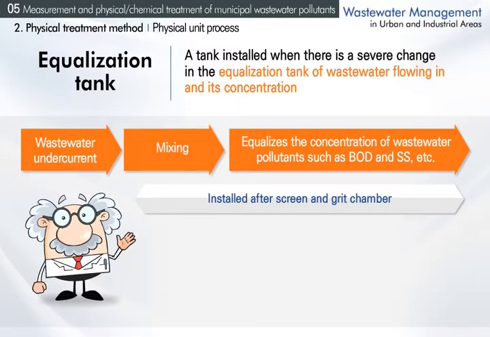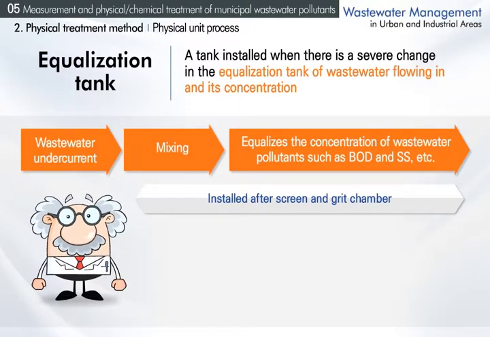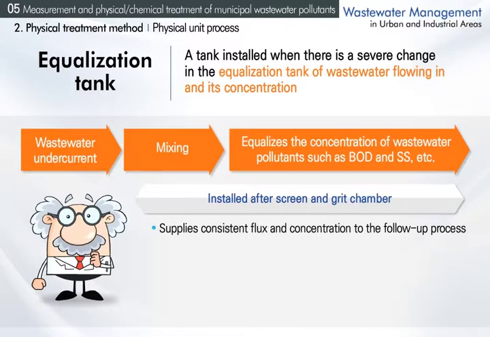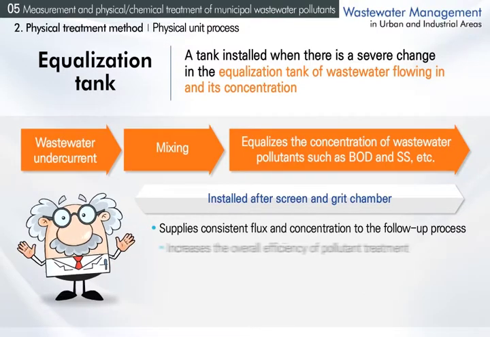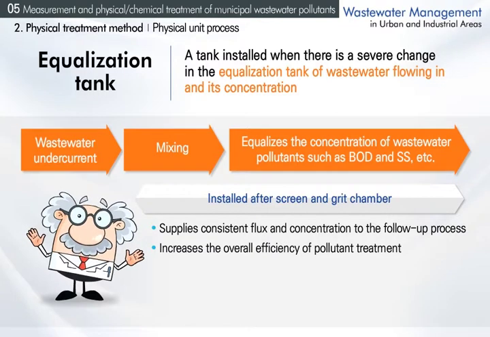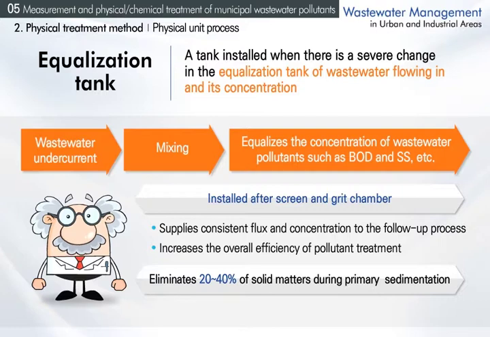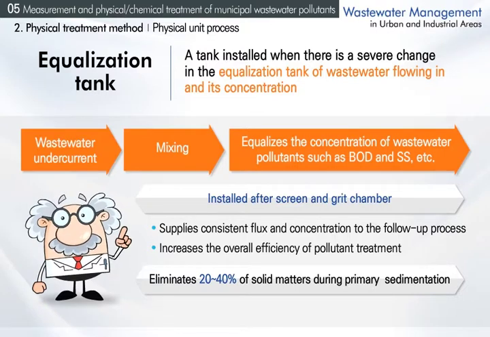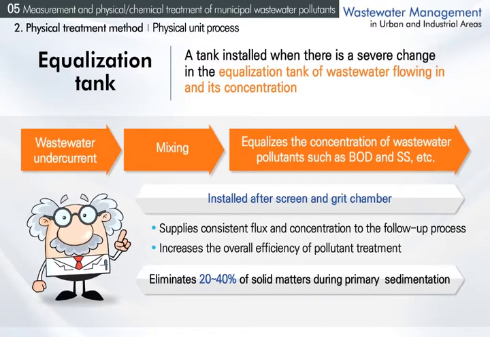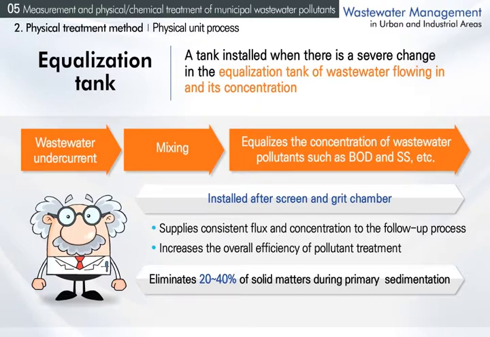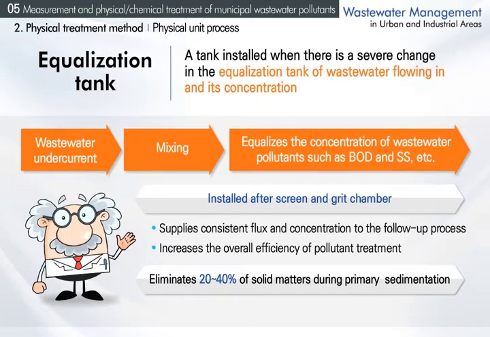Equalization tank is generally installed after a screen or grit chamber and supplies almost consistent flux and concentration to the follow-up process, increasing the overall efficiency of pollutant treatment. When using an equalization tank, the elimination rate of solid matters in primary sedimentation is increased by from 20% to 40%.